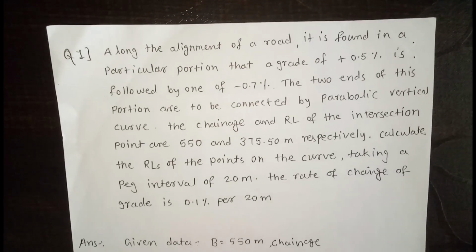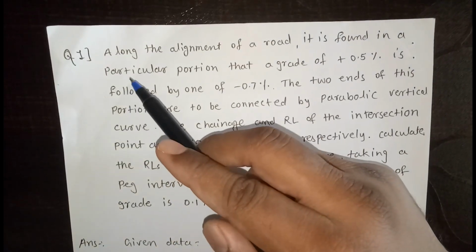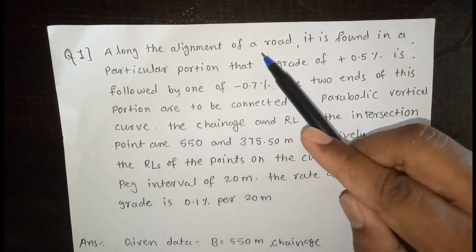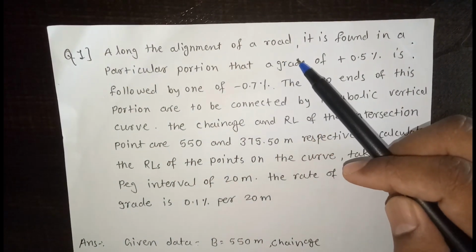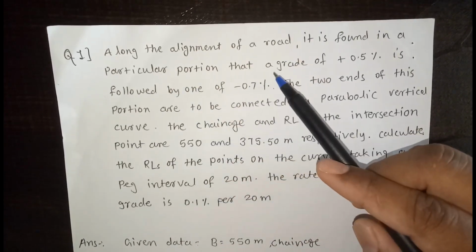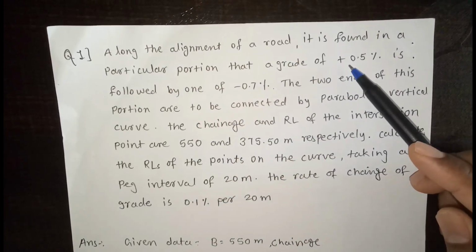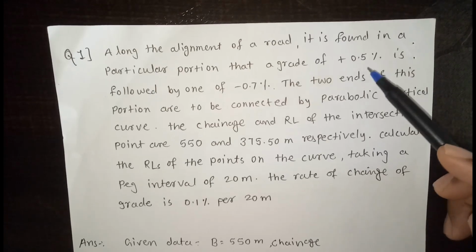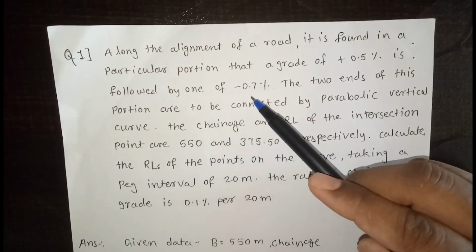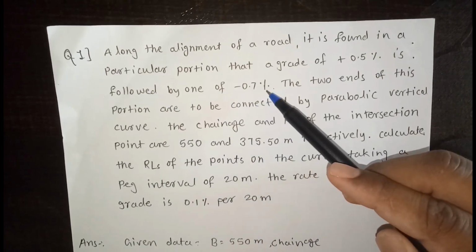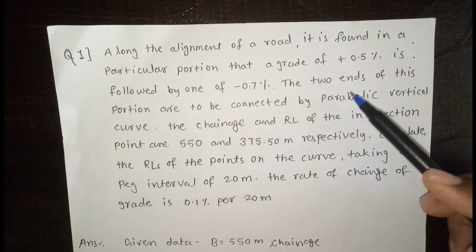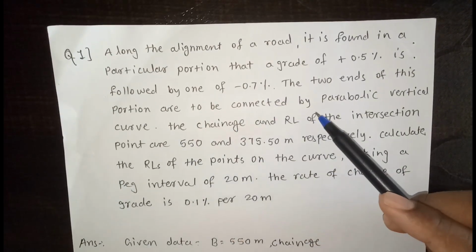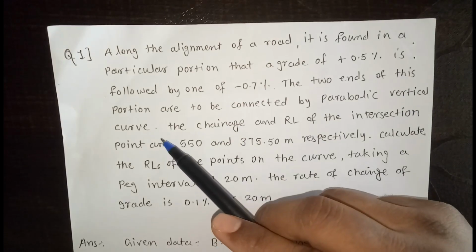Today we will solve numerical on vertical curve. This is the first numerical. Along the alignment of road, it is found in a particular portion that a grade of positive 0.5% is followed by one of negative 0.7%. The two ends of this portion are to be connected by parabolic vertical curve.